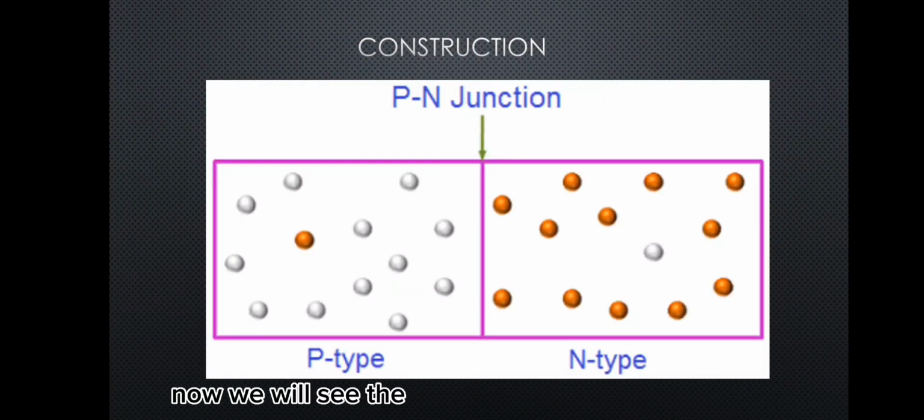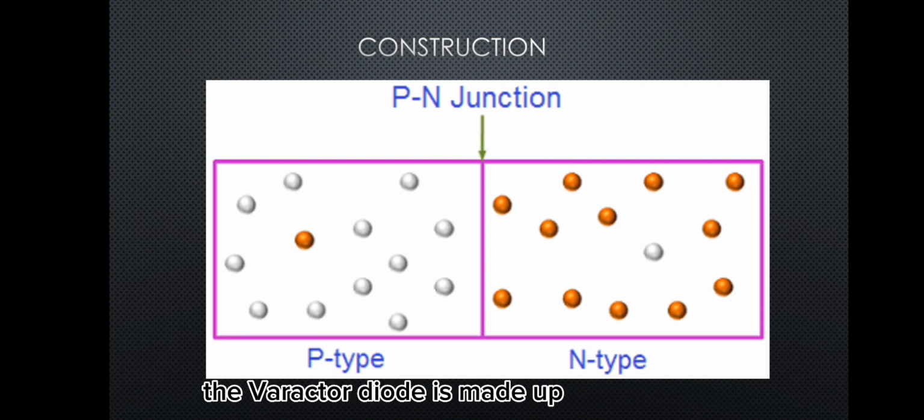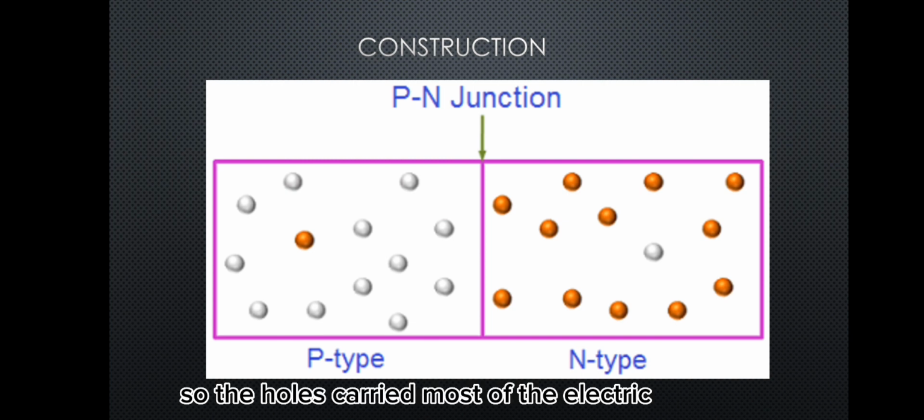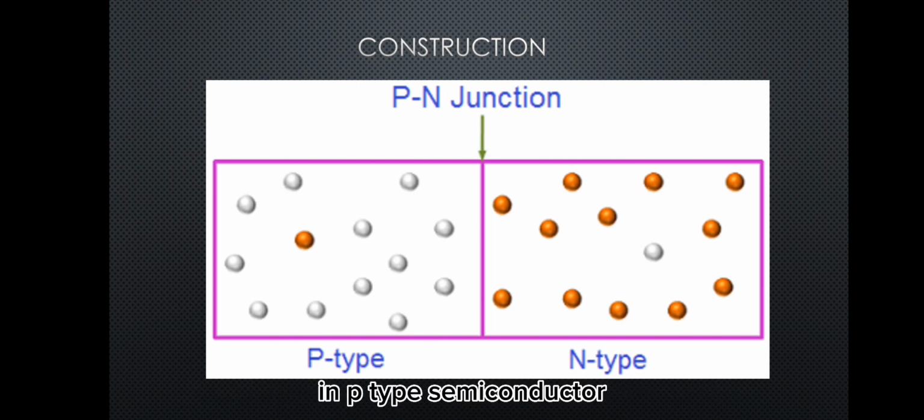Now we will see the construction of the Varactor diode. The Varactor diode is made up of p-type and n-type semiconductor. In the n-type semiconductor, free electrons are the majority carriers and holes are the minority carriers. So the free electrons carry most of the electric current in n-type semiconductor. In the p-type semiconductor, holes are the majority carriers and free electrons are the minority carriers. So the holes carry most of the electric current in p-type semiconductor.